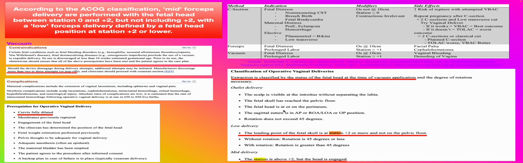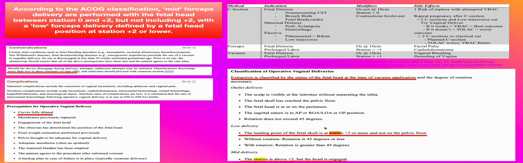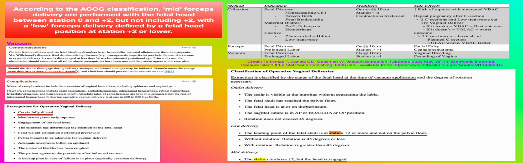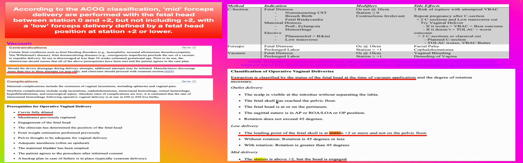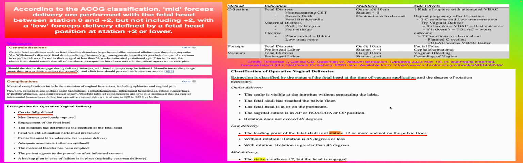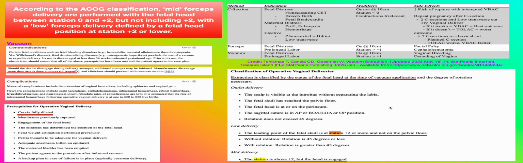And lastly, outlet. So we don't need much rotation. The fetal head is at or on the perineum. Fetal skull has reached the pelvic floor. Things are looking pretty good here for a relatively easy vacuum-assisted vaginal delivery. Scalp is visible at the introitus, no separation of labia. And lastly, we have the sagittal suture in an anterior-posterior, right occiput anterior, or left occiput anterior, or occiput posterior position.